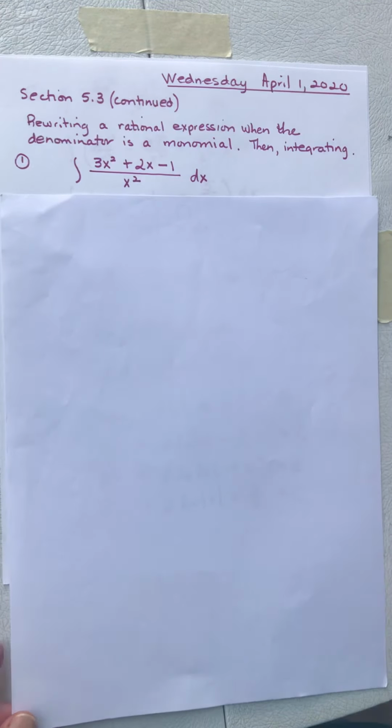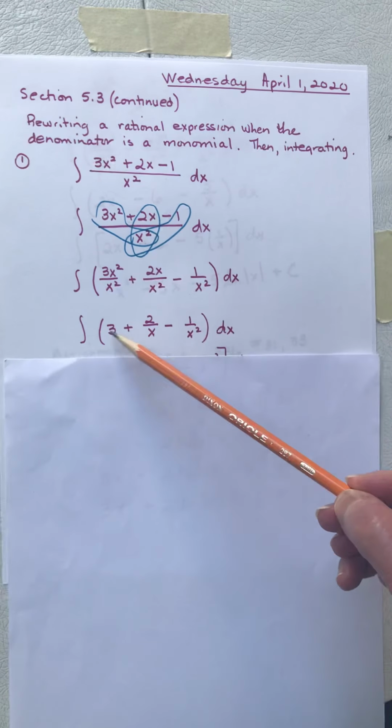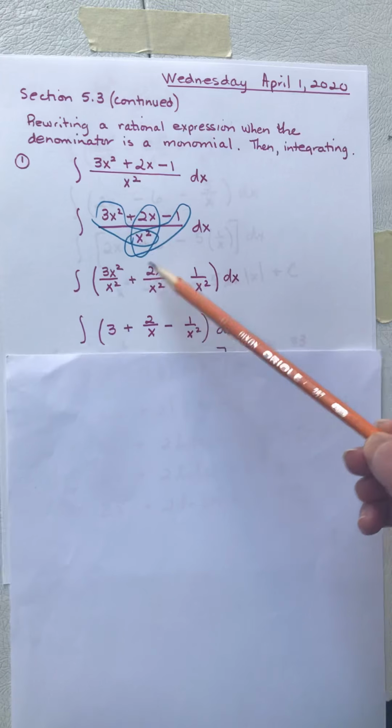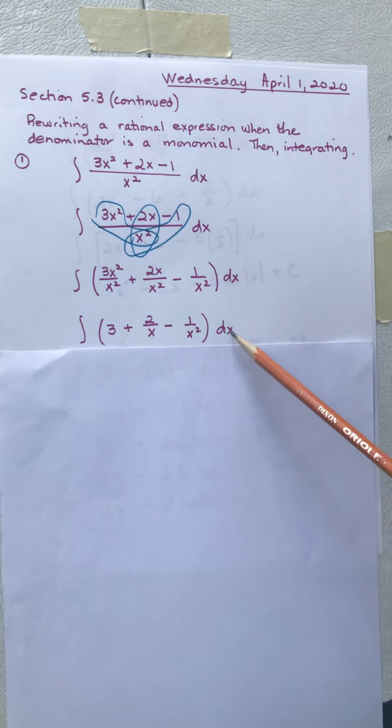So, here we go. To split this up, I hope you can follow my blue circles here. We're going to put 3x squared over x squared plus 2x over x squared minus 1 over x squared, and that looks like this. 3x squared over x squared, 2x over x squared, and 1 over x squared. Of course, we bring down our plus and our minus, our integral sign, and our dx. Then we're going to reduce this before we integrate, so 3x squared over x squared is 3, plus 2x over x squared is 2 over x, minus 1 over x squared dx.